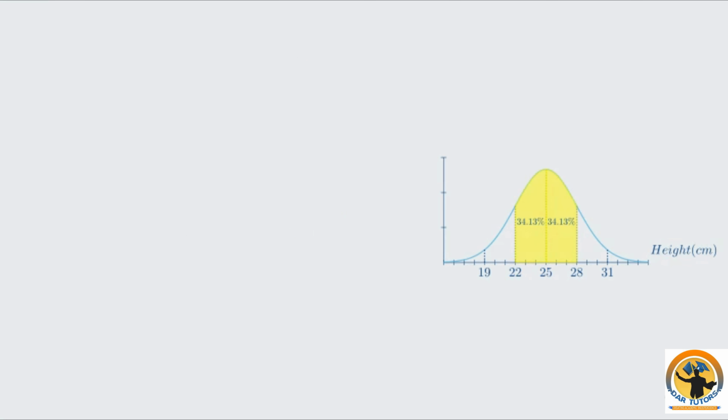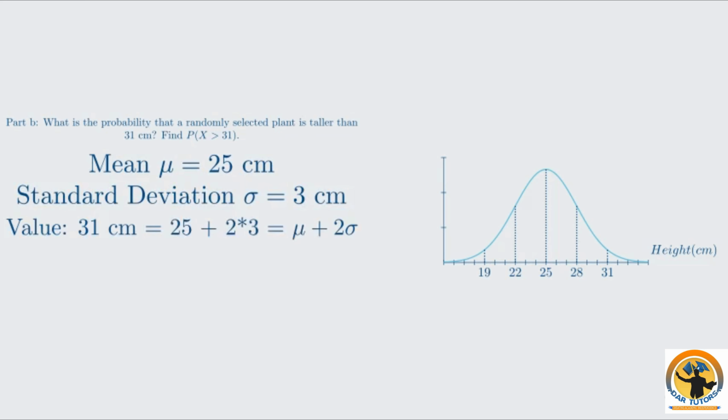Let's do a slightly more complex part. What is the probability that a randomly selected plant is taller than 31 centimeters? Again, let's find our standard deviation value. The mean is 25, sigma is 3. 31 is 25 plus 3 plus 3, or 25 plus 2 times 3. So, 31 centimeters is 2 standard deviations above the mean, m plus 2s.